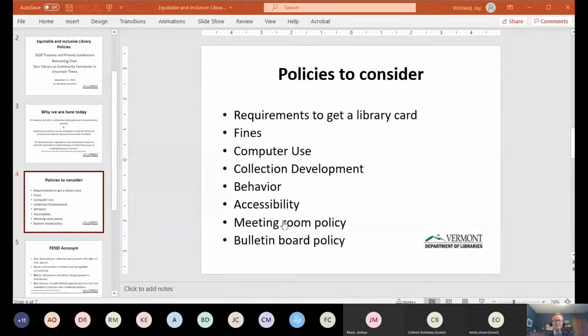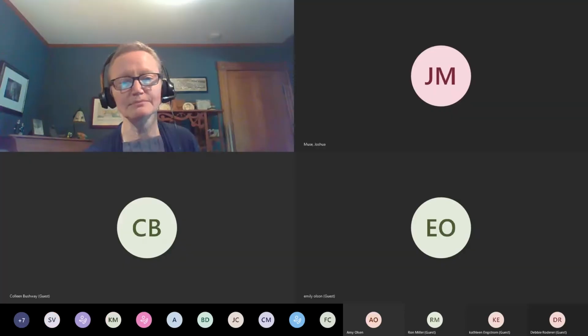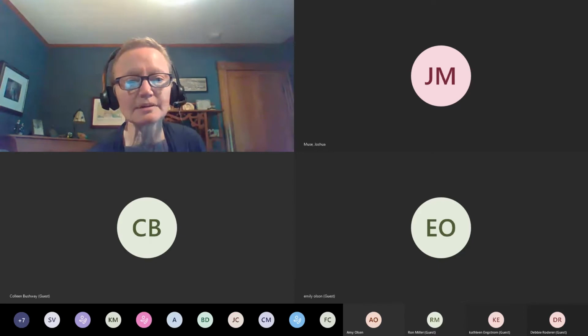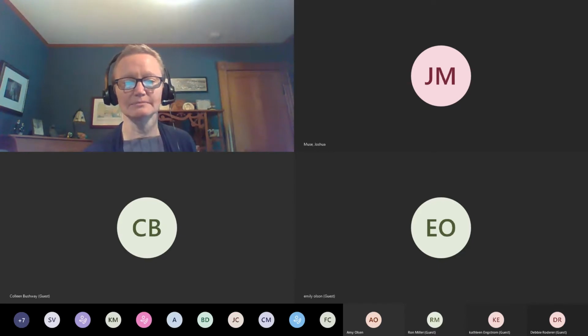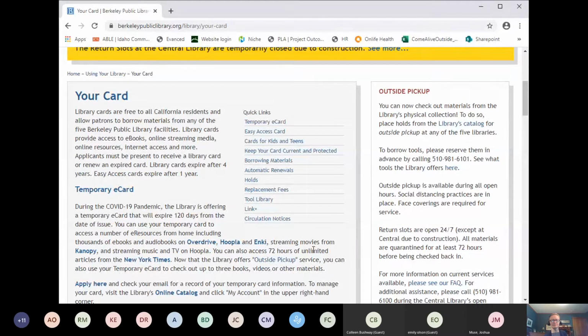And I hope this technology will work. I have an example. The Berkeley Public Library in California has some really interesting library card options. So if I hopefully can pull that up. Can someone tell me if they see that? Josh, do you see the library website? Yep. Yes, it is up and running. Okay, thank you. So here are the different kinds of cards they have.